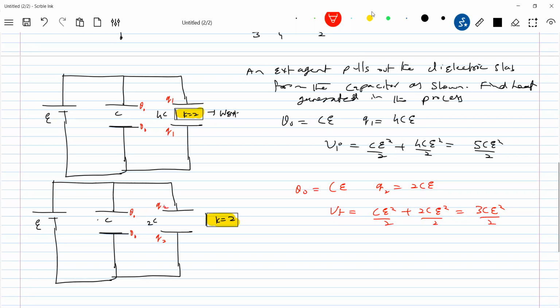So when it's pulling out the slab, why should the X agent do work? Next question comes. When it's pulling out the slab, the capacitor will exert an attractive force on the slab. So the X agent should do work to overcome that attractive force. We discussed this in the previous class. That's why he has to spend energy.